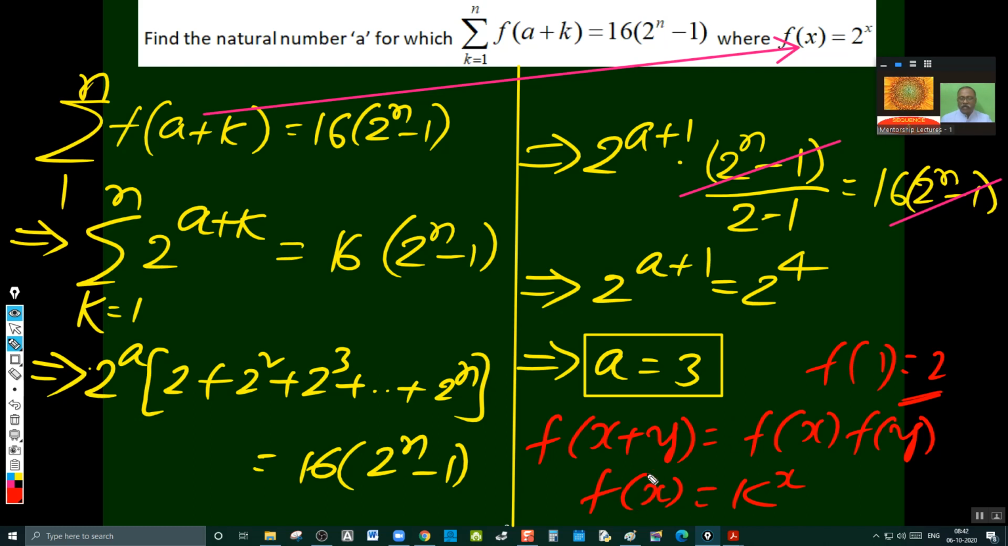Then what is it that we use here? Put 1 here. Then what happens? It will be k power 1 is equal to 2. K power 1 is equal to 2 means k is equal to 2. K is equal to 2 means the function is 2 power x. Like that, it can be modified. Clear? Next.